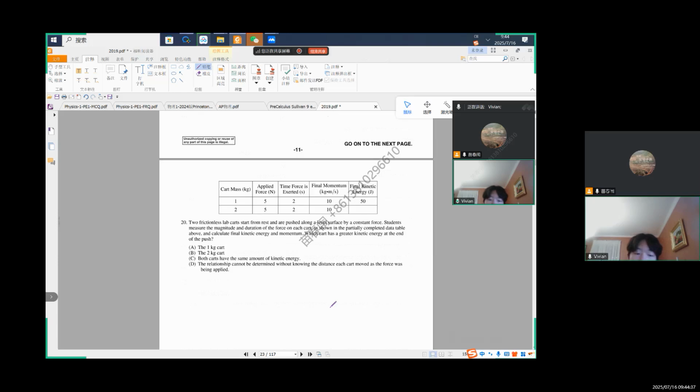Frictionless lab cards. Students measure the magnitude and duration of the force on each card. Illustrate in parts and complete the data table above. Final two.